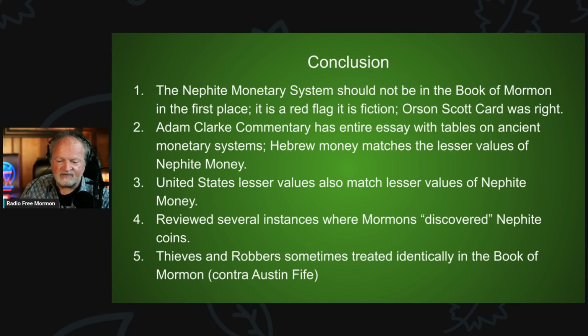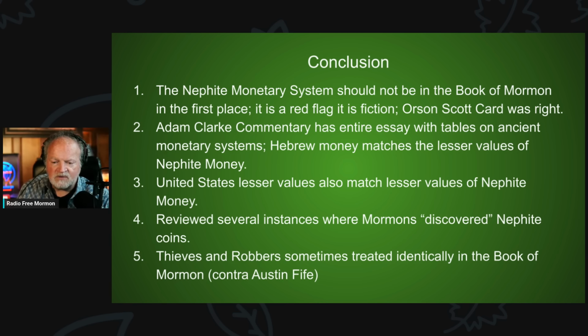And here's our conclusion that covers those 9 points once again. Number 1, the Nephite monetary system should not be in the Book of Mormon. In the first place, it is a red flag that it is fiction. Orson Scott Card was right. Number 2, Adam Clarke Commentary has an entire essay with tables on ancient monetary systems. The Hebrew money matches the lesser values of the Nephite money, though the greater values are totally different. Number 3, the United States lesser values also match the lesser values of the Nephite money.